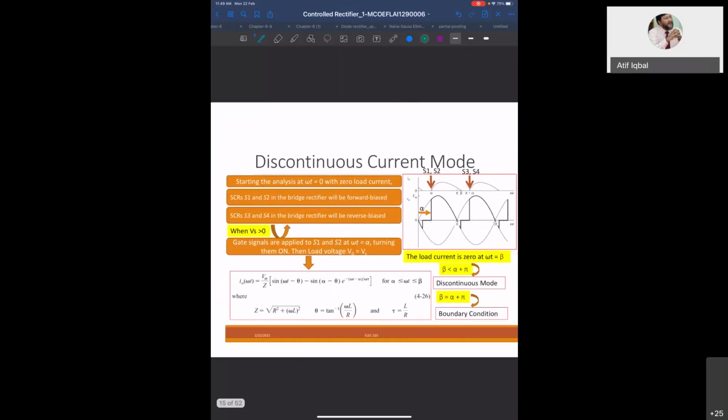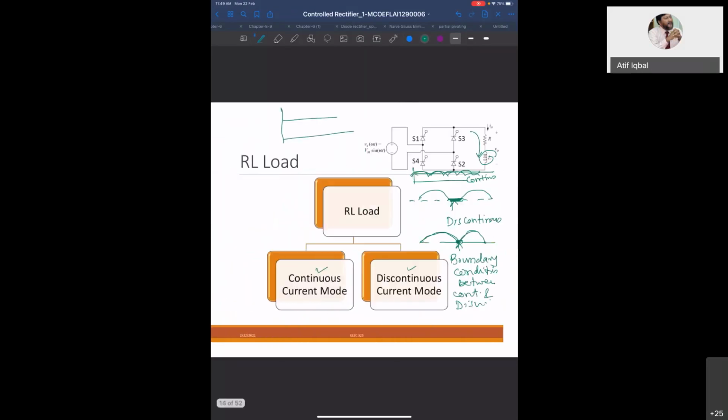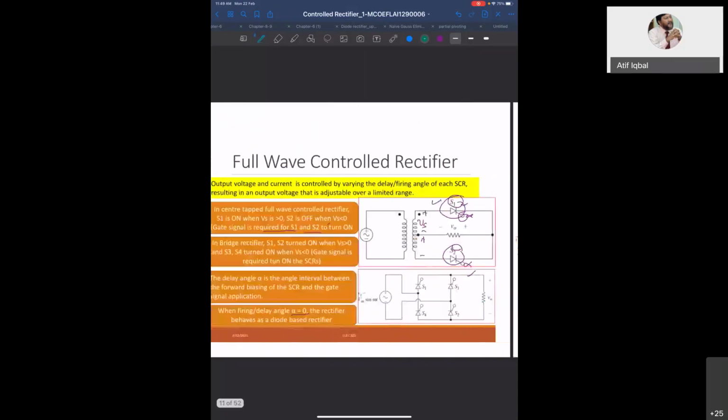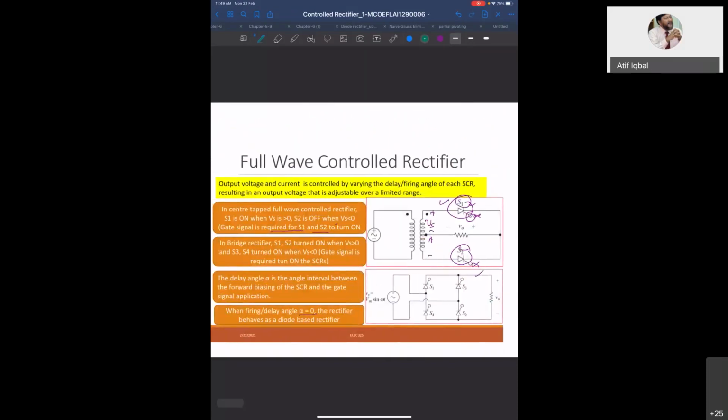Let us see. So now in the discontinuous current mode, this is about the bridge converter. I did not tell you about the bridge converter. So let me tell you about the bridge converter. You see, this is called upper, this is called lower. So this is the upper group, this is the lower group. So in the case of a bridge rectifier, there will be two thyristors that operate at one time, two SCRs on at one time.